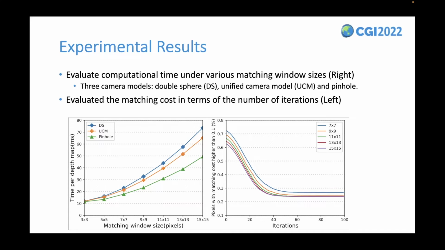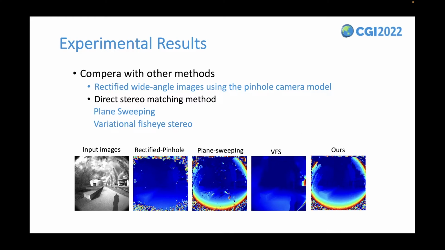In the right figure, we evaluate the matching cost in terms of the number of iterations. A larger matching window has a lower matching cost while taking more computational time. We also compare our algorithm with the other three methods. The first one is patch-match stereo under rectified ultra-wide-angle images. The other two methods are directly applied to ultra-wide-angle images.